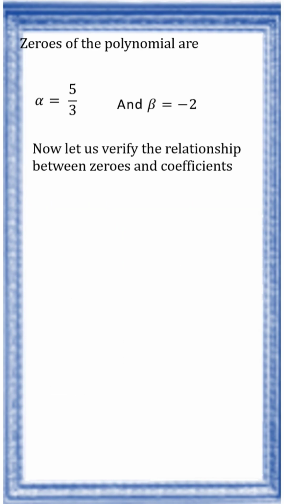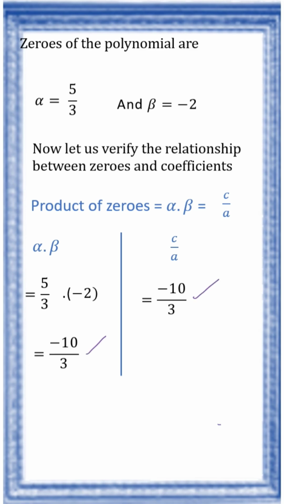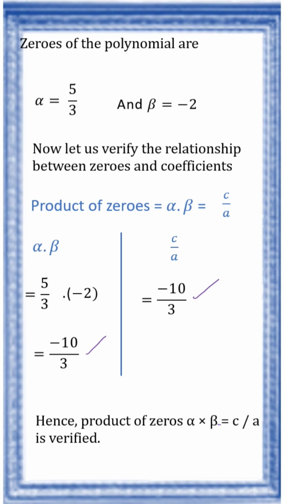Now let us verify the relationship between the product of the zeros alpha into beta, which is equal to c by a. Alpha into beta is equal to 5 by 3 into negative of 2, that is equal to negative of 10 by 3. C by A: C is negative of 10, A is 3. So this is equal to this. LHS is equal to RHS. Hence the product of zeros alpha into beta, that is equal to C by A, is verified.